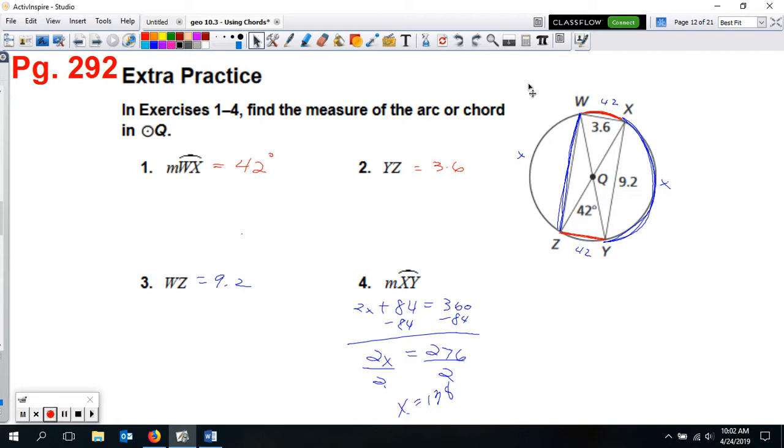That's the same thing as if I did 180 minus 42, because this we know is 180 degrees for the semicircle, because it's a diameter. So that's another way you could have done that, even maybe faster: just see that as a diameter, that's 180 degrees. So you could set up an equation, x plus 42 equals 180, subtract 42, and you'll still get 138. Either way, you're going to get the same thing, 138 degrees for number 4, the measure of arc XY. All right, let's go on to number 5 next.